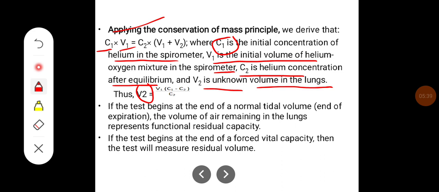If the test begins at the end of normal tidal expiration, the volume of air remaining in the lungs represents functional residual capacity. If the test begins at the end of forced vital capacity, then the test will measure residual volume.